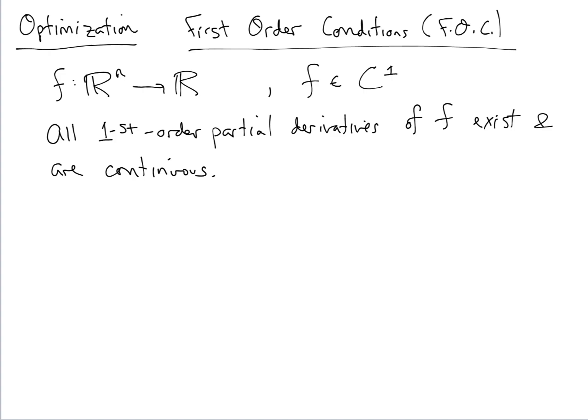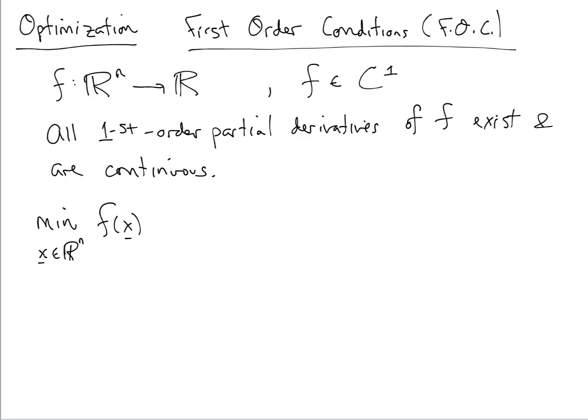And the general type of problem that we're looking at is minimizing f of x in the unconstrained sense. So x can be any vector in Rn. And we want to know what are the first order necessary conditions to identify what we might call critical points of f.